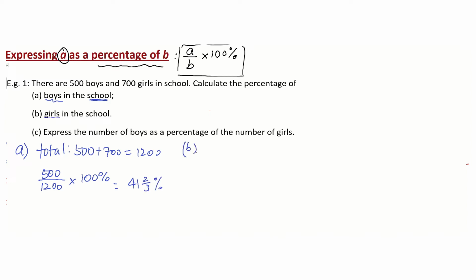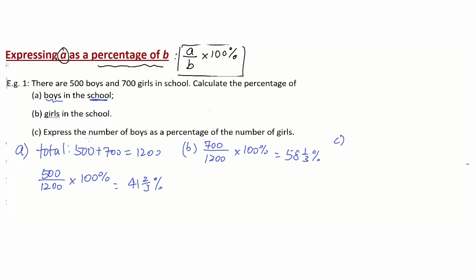Now for part B, similarly, number of girls in the school. That means number of girls as a percentage of the total number of students in the school times 100%. And that should give us 58 and 1/3%. Now some of you may be asking, can I use 100% to deduct the percentage of boys? Of course you can do that and you should get the same answer as well.